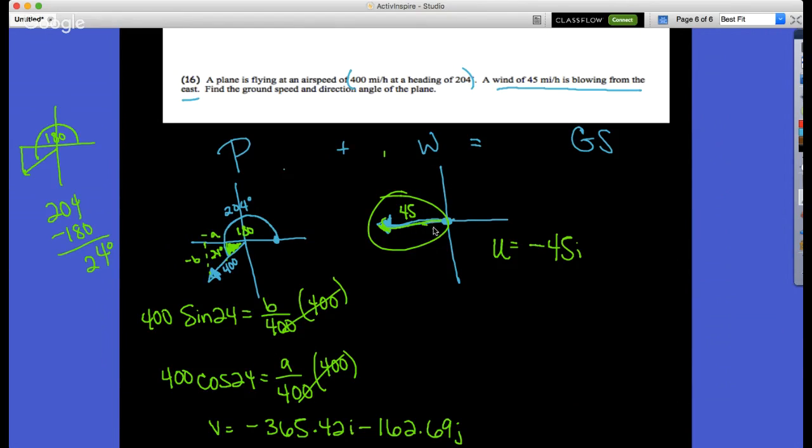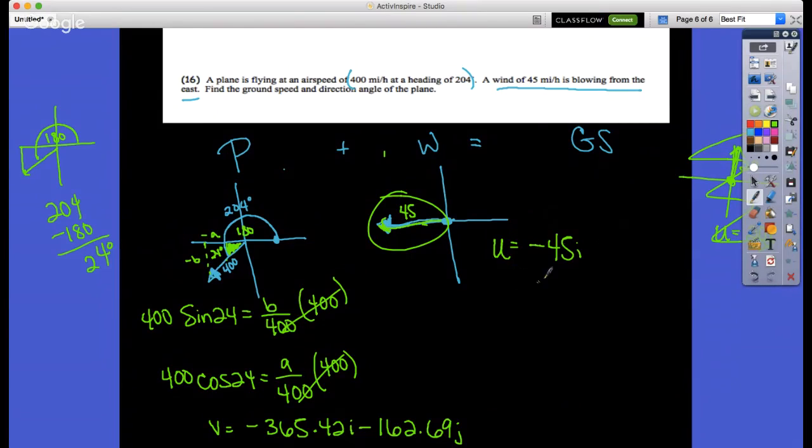It's not going up and down. It's just going left and right. This is just a side note. If I had one that said wind was going north at 20 miles per hour, what I would say then is u equals 20j, positive because it's going up. But we're not using that, I just want to make sure I give you another example there.